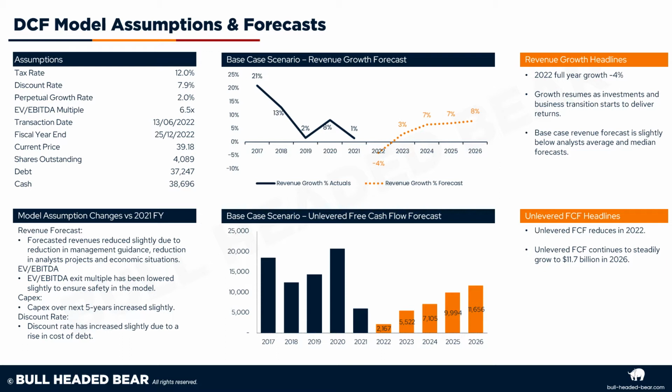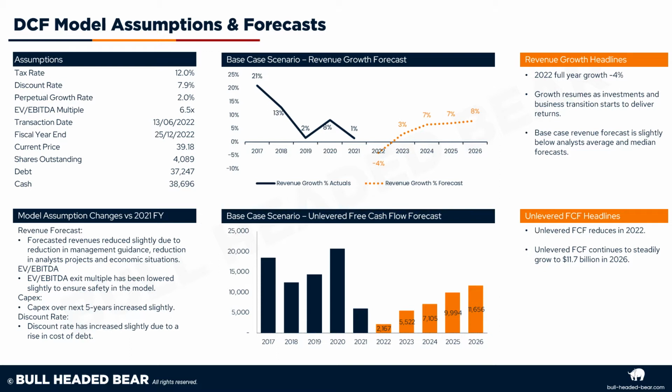Current share price at the time of doing this analysis is just over $39 and shares outstanding just over 4 billion. The debt and the cash, I've used the latest results figures, so we've got just over 37 billion for debt and 38.5 billion for cash. The other changes I've made in this DCF since the last time I did this was I've increased the capex in the model.